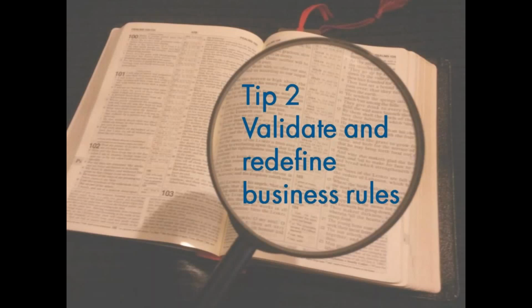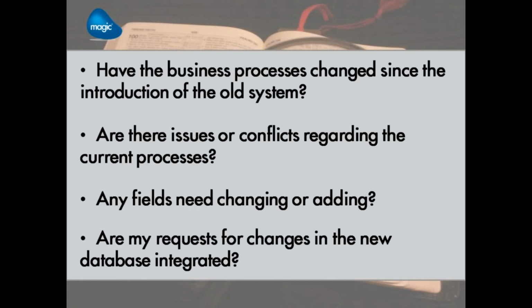I'm sure these others that are listed here will resonate with you guys too. Let's move on to tip 2. Your company's business and validation rules may have changed since the legacy system was first built. Now is the time to make sure that the business rules are current, that any questions or disputed processes are ironed out. Also, it's advisable to see if there are any data fields that need to be changed or added, and that necessary validations are included in the new database.